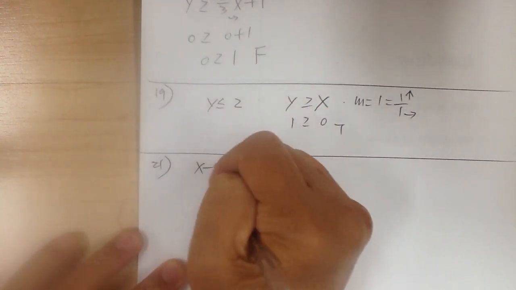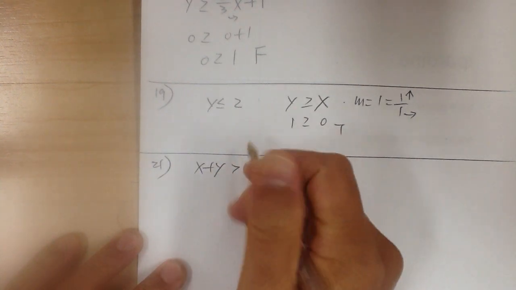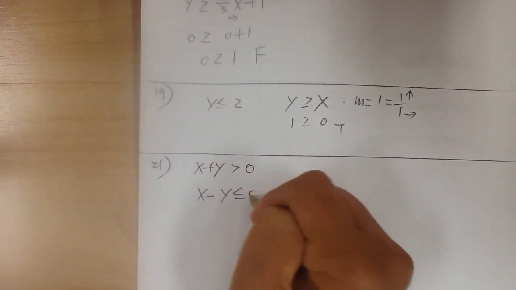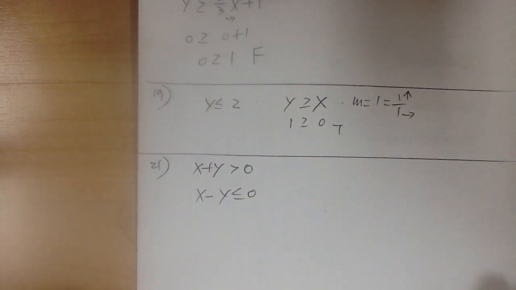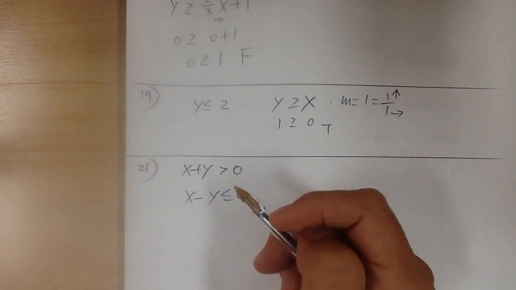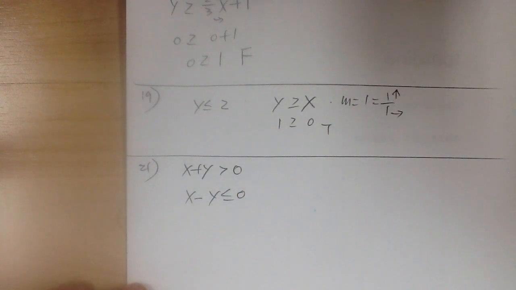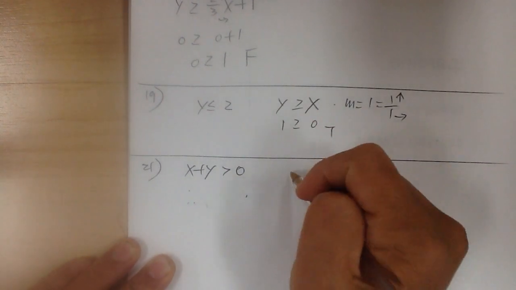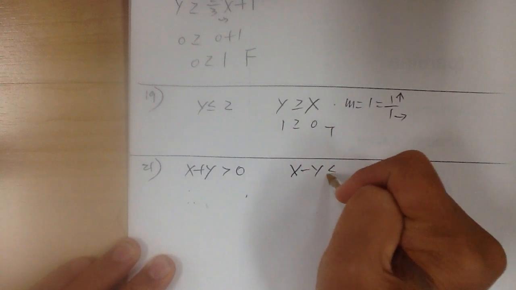Okay, you have x plus y is greater than or equal to 0, and then you have x minus y is less than or equal to 0. For this one, if you choose (0, 0), you're only going to get one point. Okay? I'm going to put this on the side. Okay, so I get x minus y is less than or equal to 0.